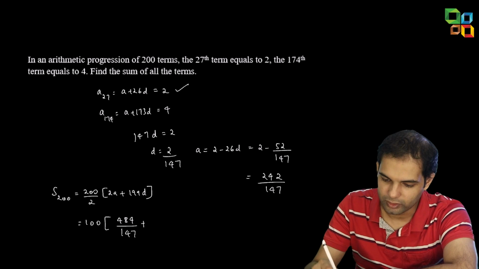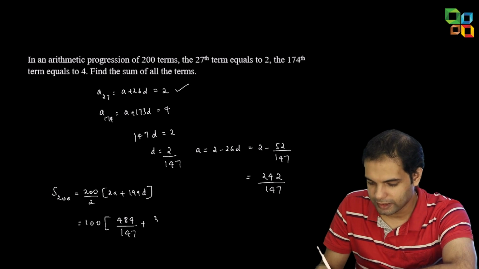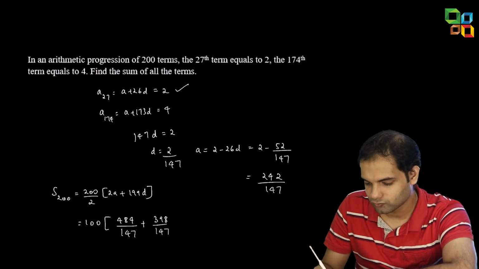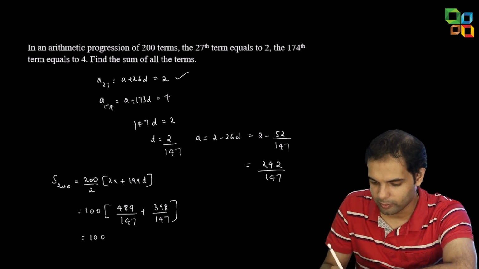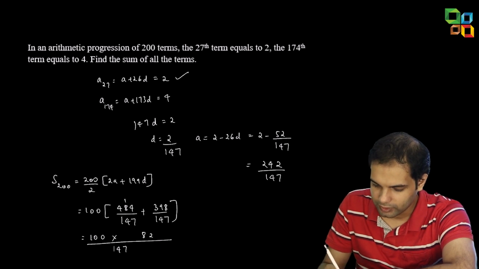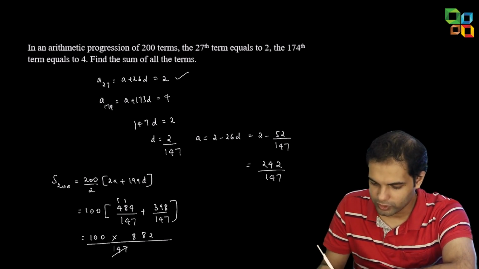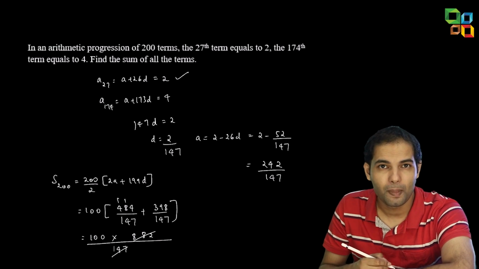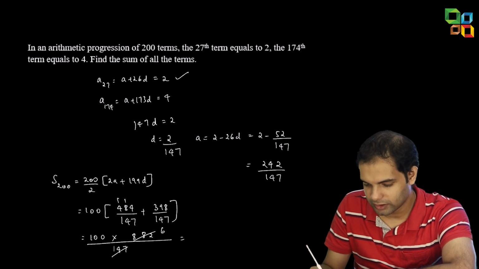Let me directly write it down. So it is 398 divided by 147, and 484 over 147. Since the denominator is the same, let me keep it as it is. You just have to add these two numbers, which gives 882. So I think 147 goes into 882 six times, if I'm not wrong. So this is equal to 600.